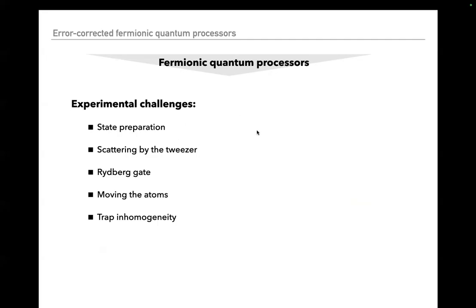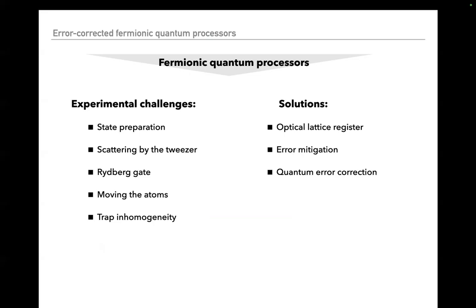So you need to make sure that you have a good state preparation. You need to take into account scattering that you have with the tweezer. Rydberg gates might not be perfect. Moving of the atoms is, as I said, difficult and takes a lot of time. So there's a lot of problems and sources of errors, and the corresponding solutions would probably involve some sort of error mitigation.